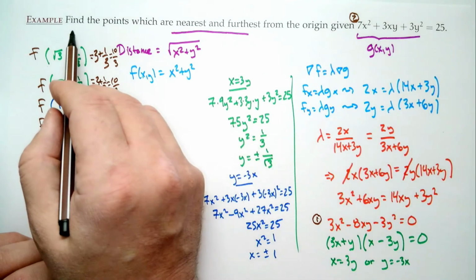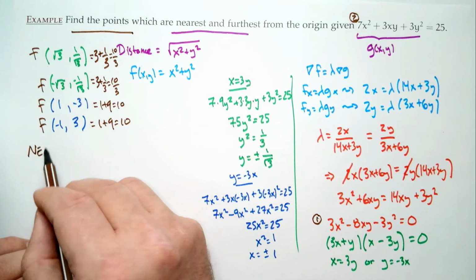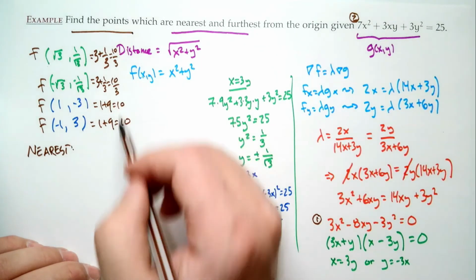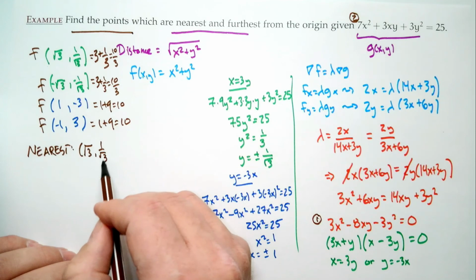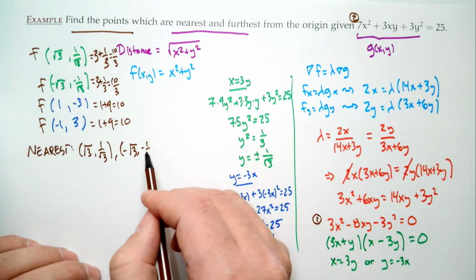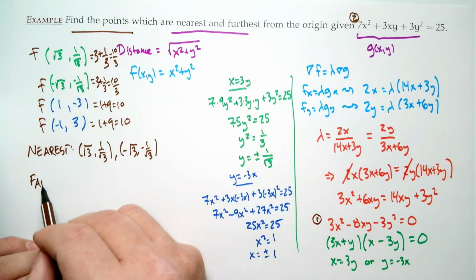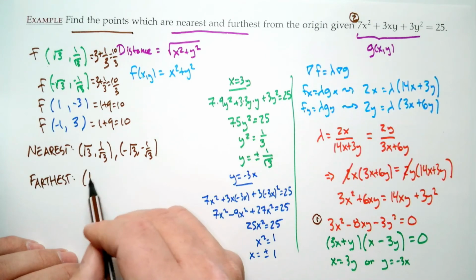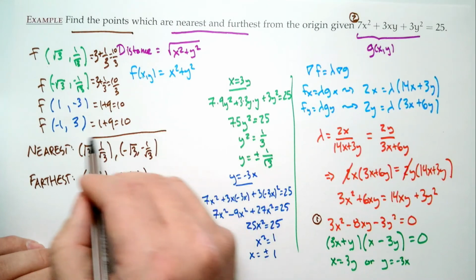Now remember, our answer is the points. So the nearest points are the ones where we're smallest. So that's square root of 3, 1 over square root of 3, and minus square root of 3, minus 1 over square root of 3. The furthest points would be 1, negative 3, and negative 1, 3. And that would be the answer.